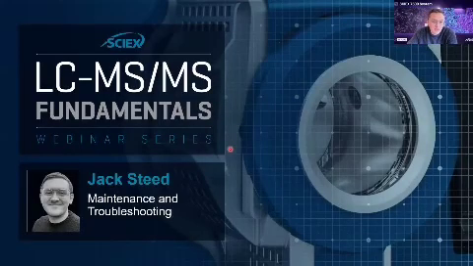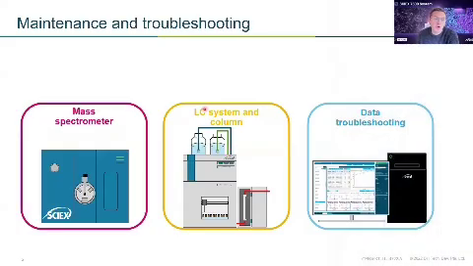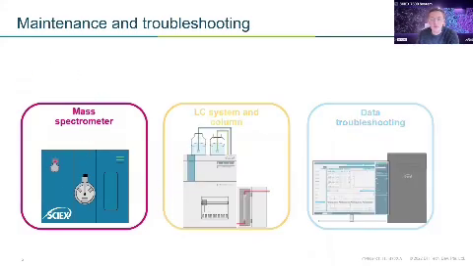So this is going to be, again, part of the LCMS Fundamentals webinar series. I'm going to be looking today at maintenance and troubleshooting. So this is essentially the presentation as a whole. We're going to go through the mass spectrometer, the LC system and column, and then data troubleshooting also. First of all, we're going to look at the mass spec and then move on to the other two portions.